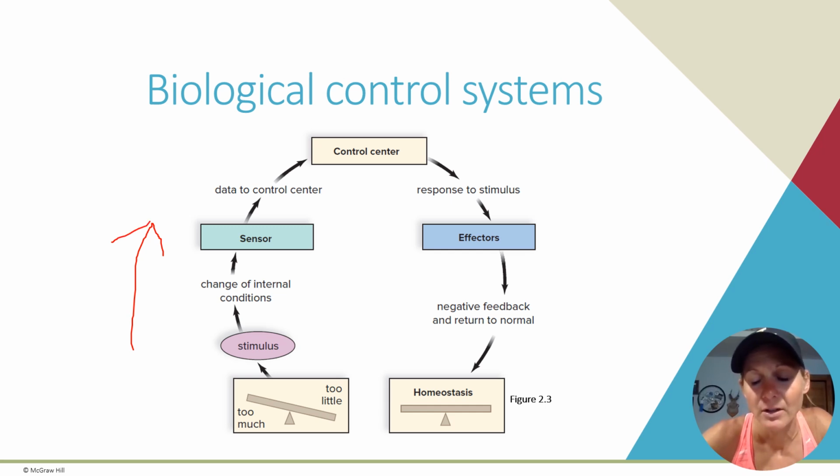And as a result, the effector is going to cause an opposite change. So our sweating is going to cause us to decrease temperature. Okay, so that's what it means when we say negative feedback.